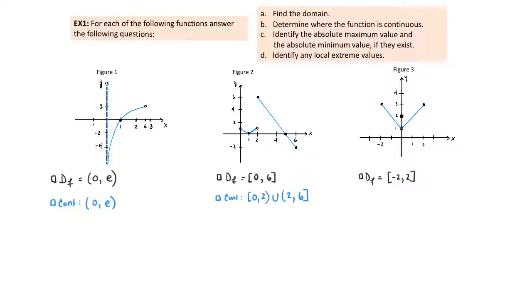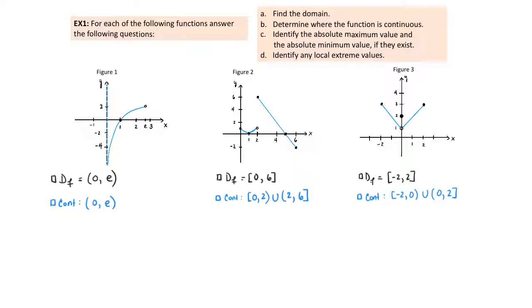Then when we go over to the third figure right here, we see continuity from negative 2, and then when we approach 0, we have a removable discontinuity there. So 0 will not be part of the interval. And then we have continuity all the way to 2. So we are going to say over here that the function is continuous in the interval from negative 2 to 0, not including 0, and then 0 to 2.